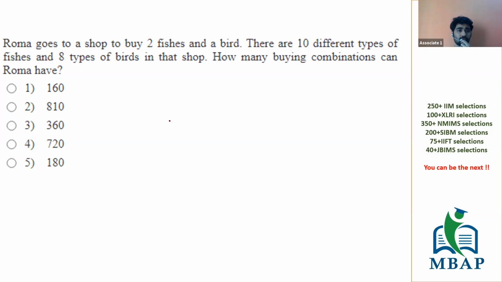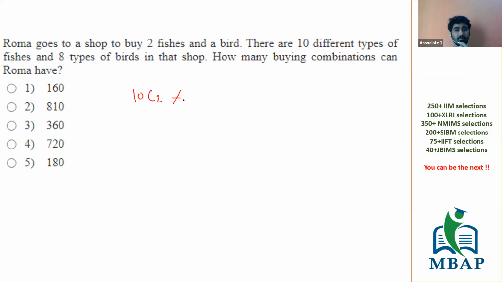So Roma goes to a shop to buy two fishes and a bird. There are 10 different types of fishes and 8 types of birds. How many buying combinations does Roma have? So she has to select two fish out of 10 fish. This can be done in 10C2 ways.